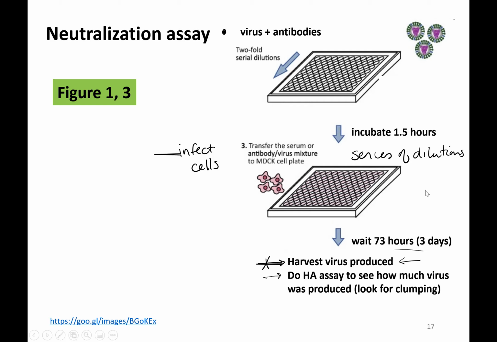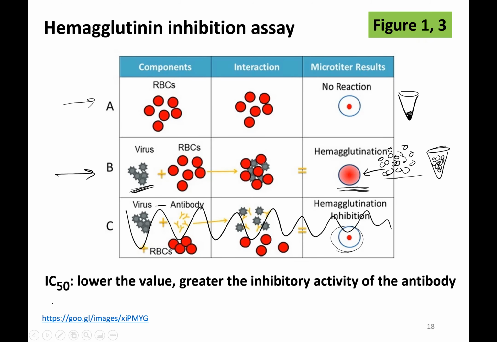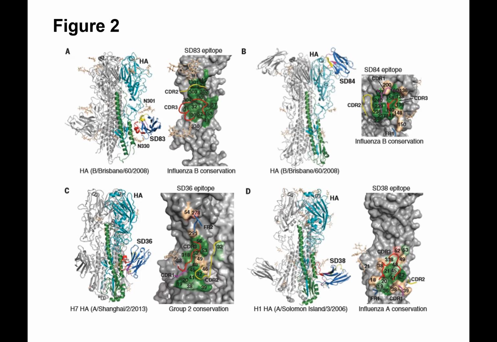you're getting more accurate information about the antibody. Okay, and remember from this series of dilutions, they're getting an inhibitory concentration, and the lower the IC50 value, the greater the inhibitory activity of the antibody. And 50 stands for 50%. So what is the concentration that blocks 50% of the virus from being infectious?